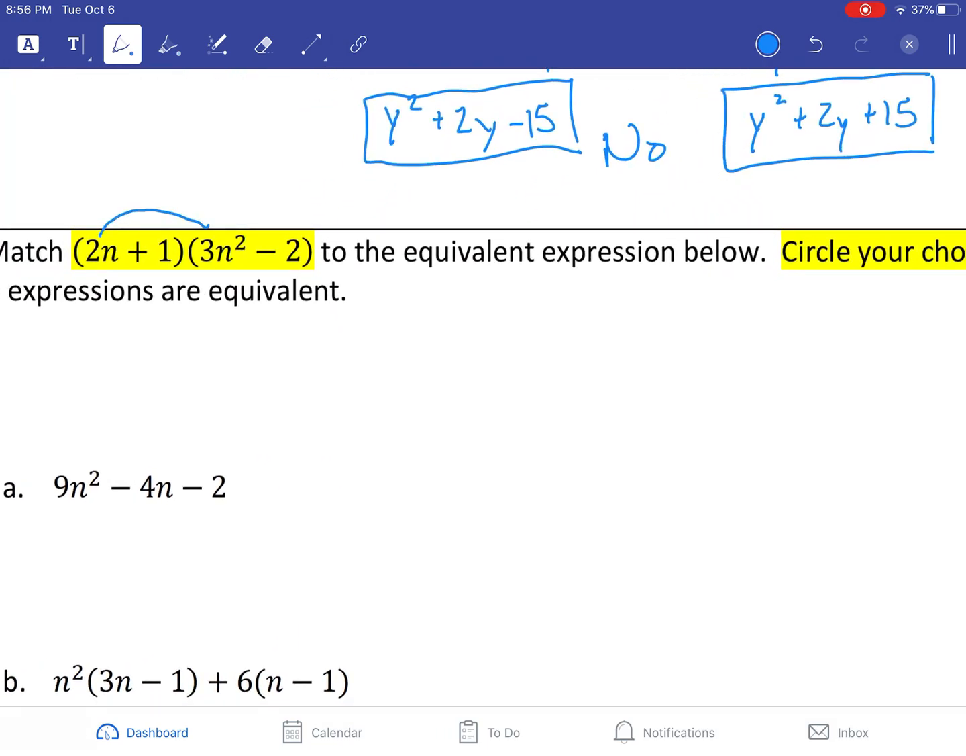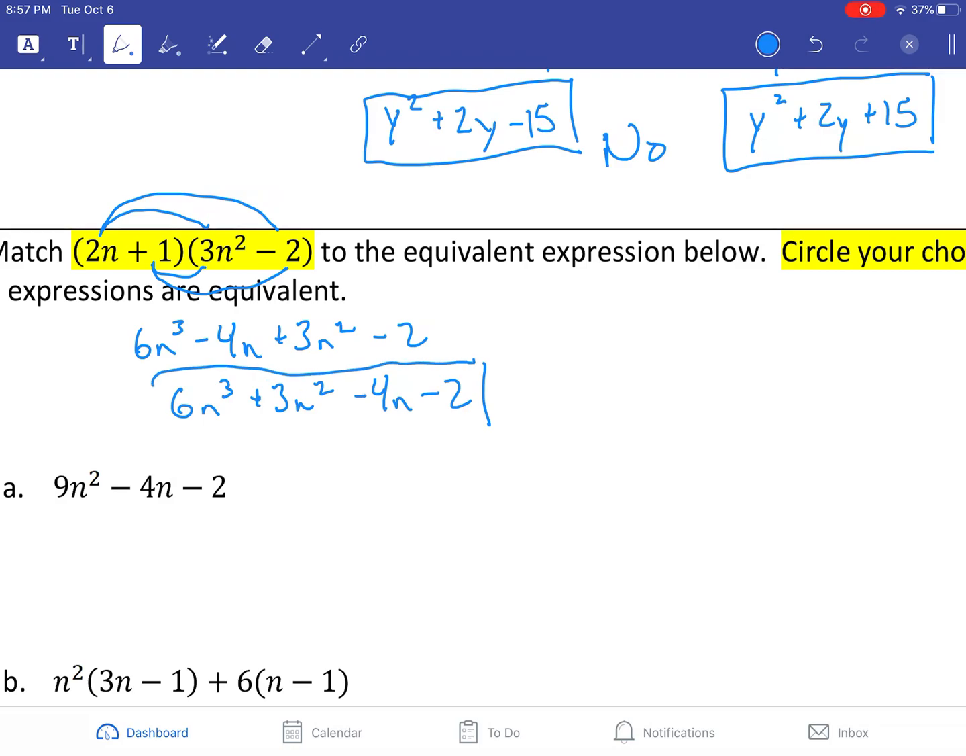So 2n times 3n squared, 2n times negative 2, 1 times 3n squared, and 1 times negative 2. So 2n times 3n squared is 6n to the third. 2n times negative 2 is negative 4n. 1 times 3n squared is 3n squared. And 1 times negative 2 is negative 2. Now we should put these in the correct order. So we have 6n cubed plus 3n squared minus 4n minus 2. This is what we're going to compare the other expressions with.